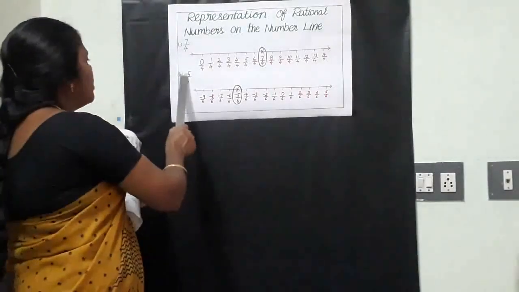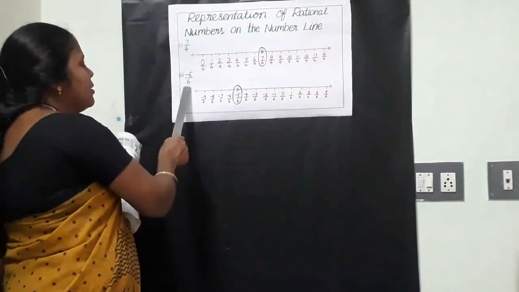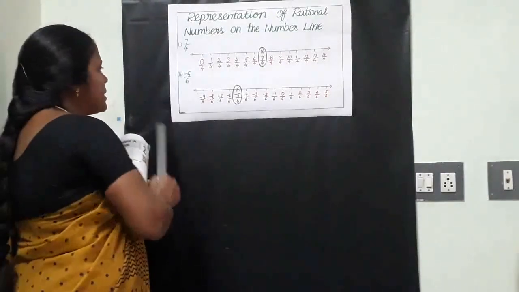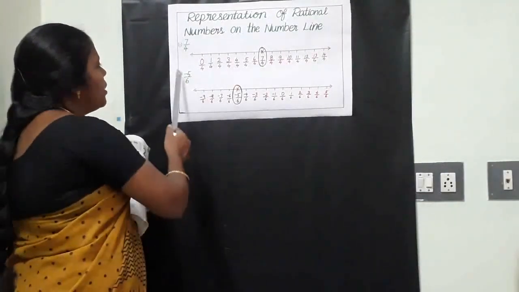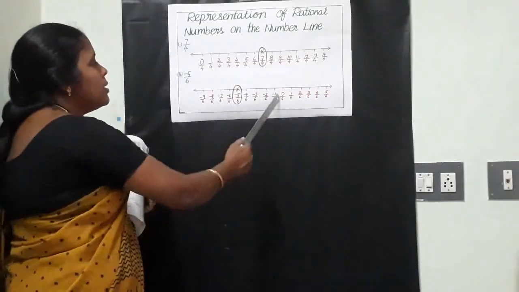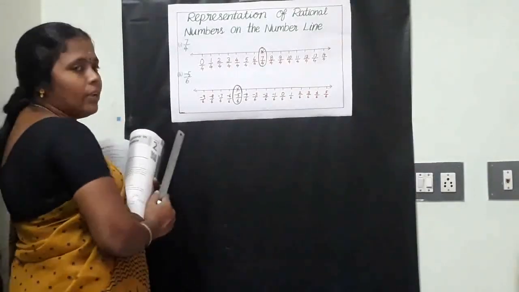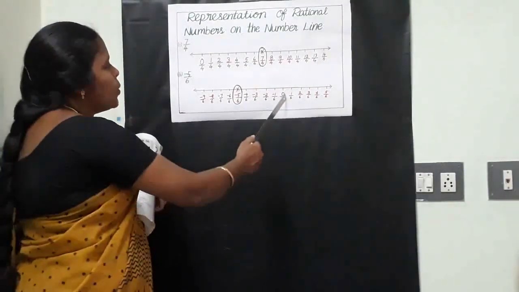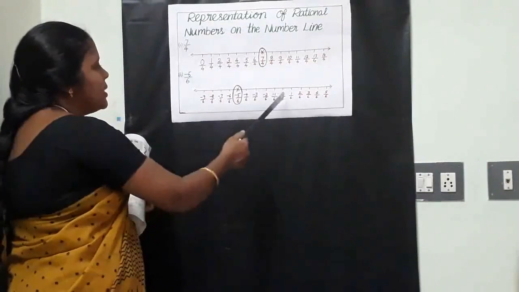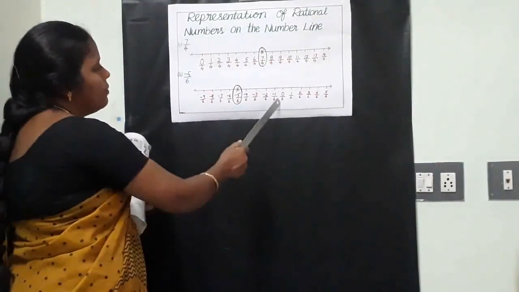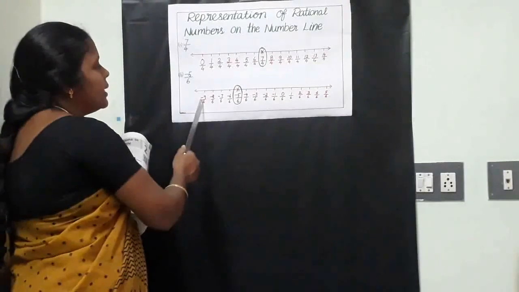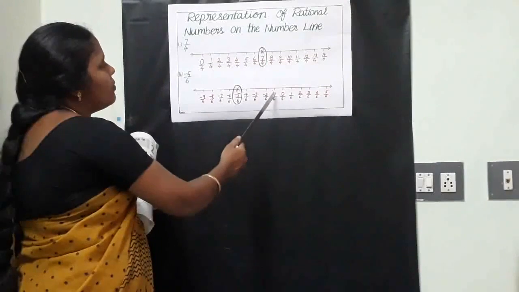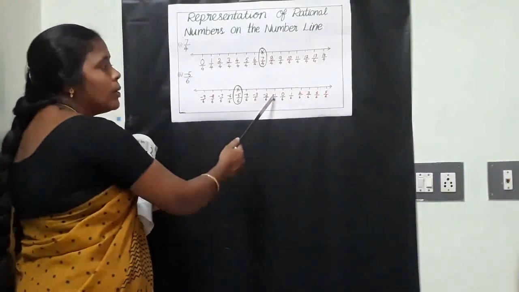Clear, children? So here the question is minus 5 by 6. So I have to cut the interval into 6 pieces. And also it is minus, negative, so we have to talk about the negative side. That means 0. Left side only we have to focus. Right side is not needed. Clear, children? So 0 is here. After that, left hand side of 0, we have to cut the interval into 6 pieces.